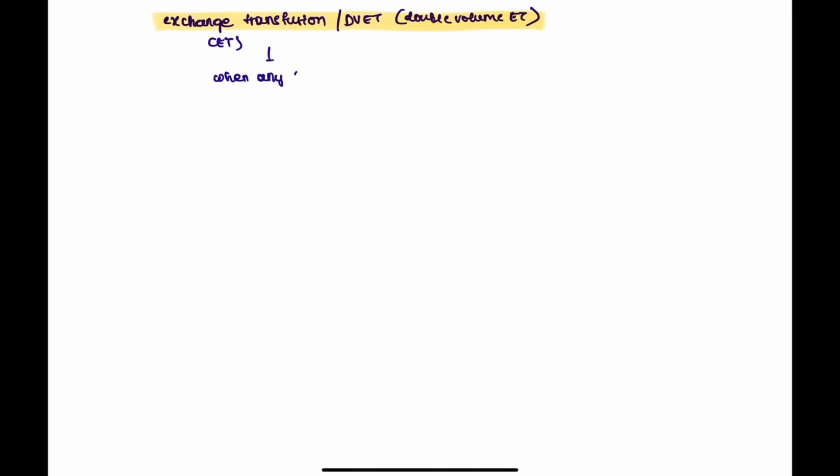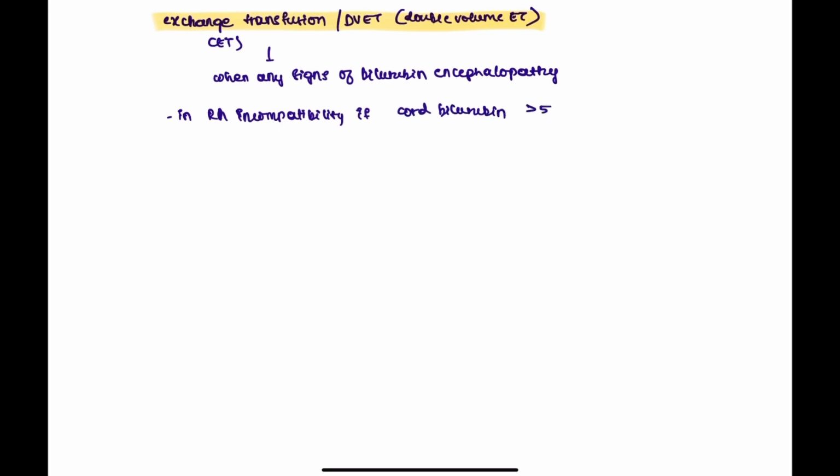So the second mode of treatment we discussed is exchange transfusion or DVET, that is double volume exchange transfusion. It should be given when there are any signs of bilirubin encephalopathy. Exchange transfusion can also be done in Rh incompatibility, at the time of birth if the cord bilirubin level is more than or equal to 5 mg per deciliter, or if the cord hemoglobin level is less than 10 grams per deciliter. This exchange transfusion is usually done through the umbilical vein, and the most common blood group used is O negative, as it does not have any antigens.